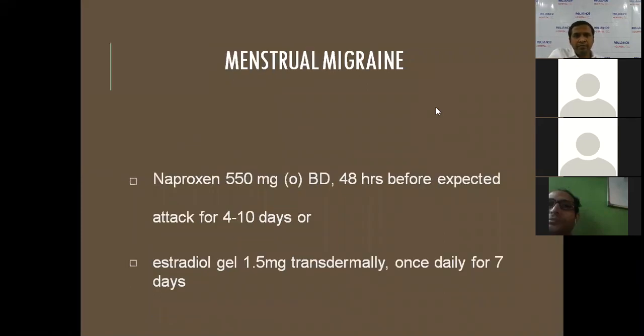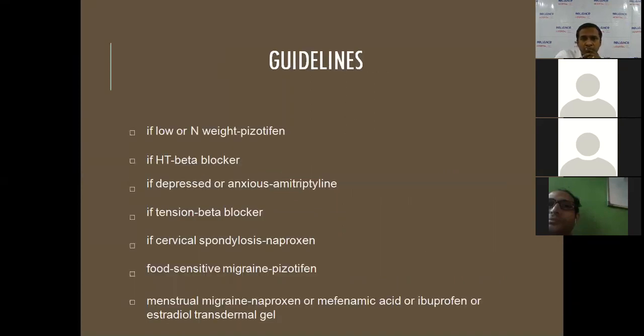Then you have menstrual migraine, which you can treat with naproxen, which works very well. And very early you can give estradiol gel for the patients, given transdermally once daily for 7 days. There are other drugs that you can give, like pizotifen, beta blockers, amitriptyline. If there's cervical spondylosis, you can give amitriptyline with naproxen. And if there's food-sensitive migraine, you can give the patient pizotifen.